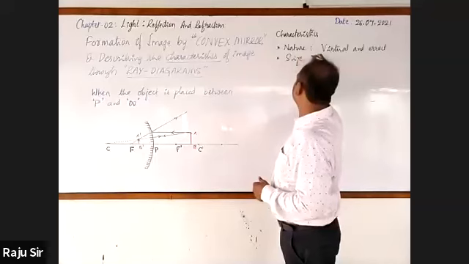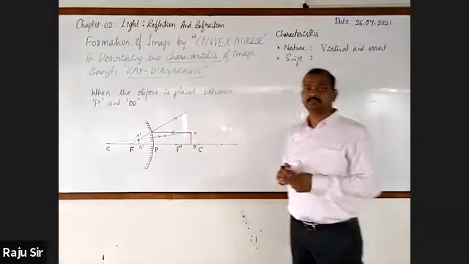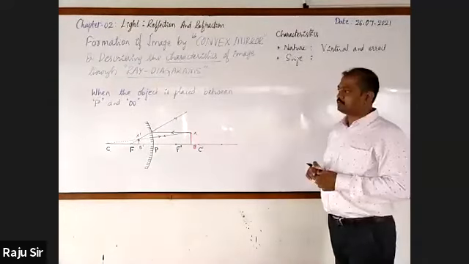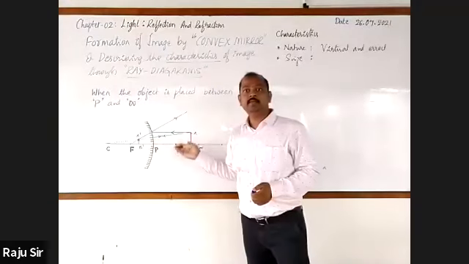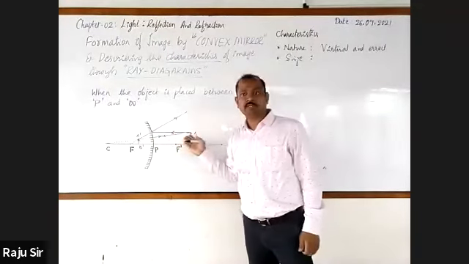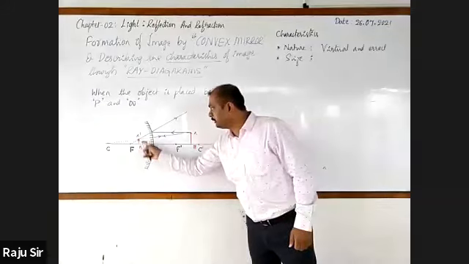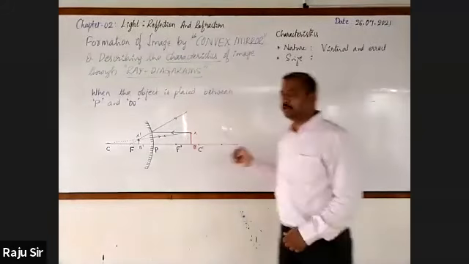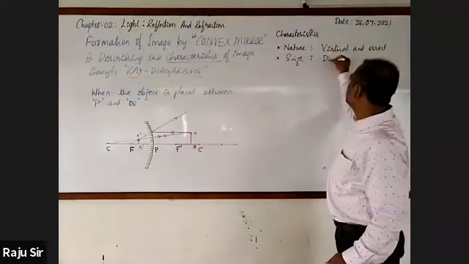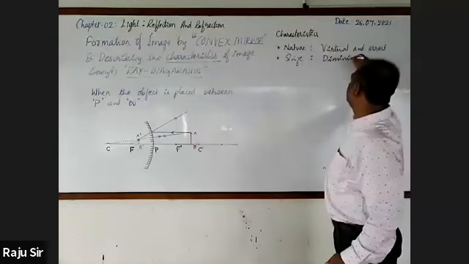Size. Compare the size of the image to the object. What is it? Diminished. Smaller than the object. The size of the image is smaller than the object AB. Therefore, you can write it is diminished.